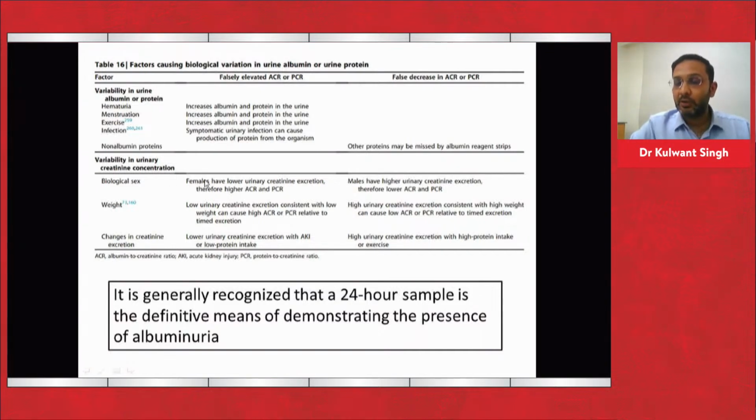Similarly, in females and in patients who have a lower weight, the level of creatinine excretion will be low. So if the denominator is low, we will get falsely higher values of ACR or PCR. In such scenarios, it is generally recommended that a 24-hour sample should be done for the definitive measurement of the presence or absence of albumin.